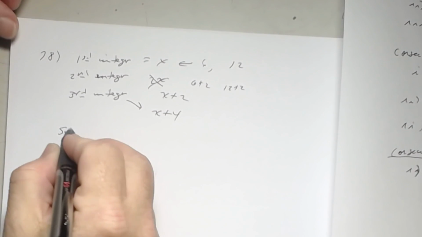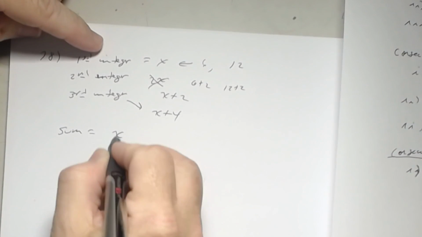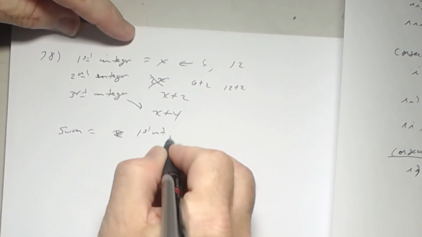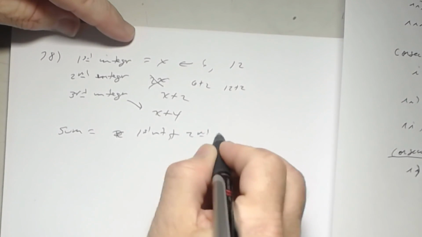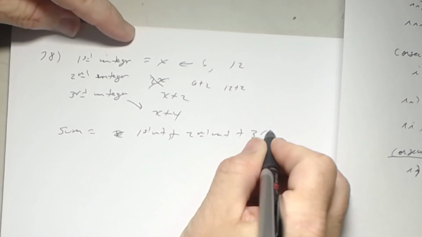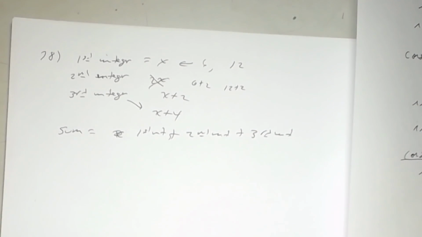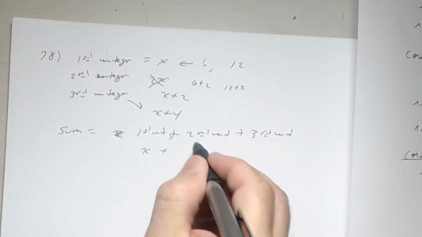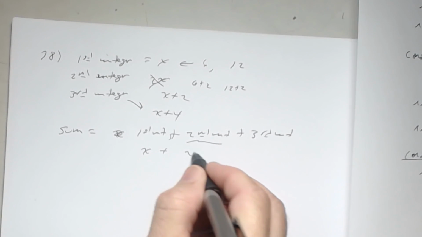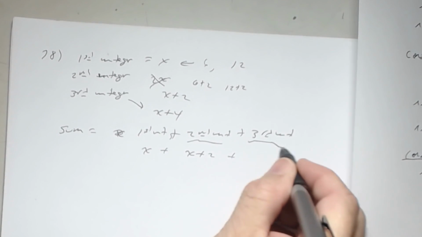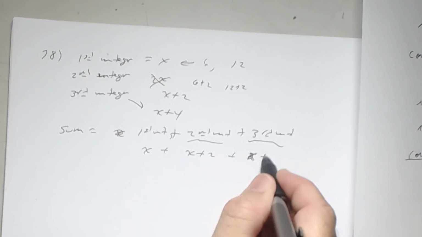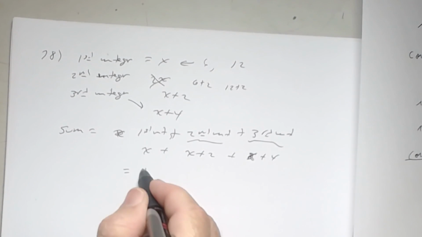All right, so their sum will equal x. So I'm going to just write this. The first integer plus the second integer, right? Plus the third integer. That's what they're telling you they want. They want you to find the sum. Well, what is the first integer represented as? What's the second integer represented as? X plus 2. And what's the third integer represented as? X plus 4. And so all they want you to do now is to combine like terms.